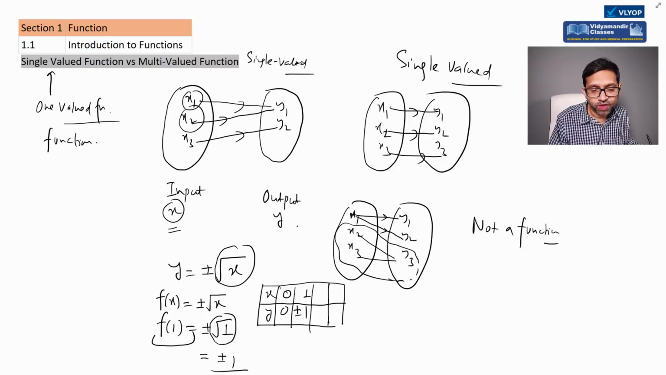In the same way, if you replace 4 here, as an example, I'll get plus minus 2 as output. So 4 means I want to find f(4). f(4) means plus minus root of 4, and root of 4 is 2, so I get plus minus 2. Multiple values, right?